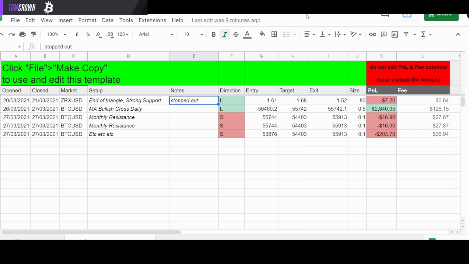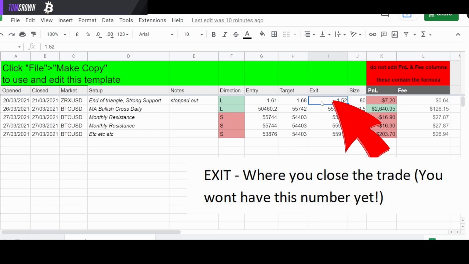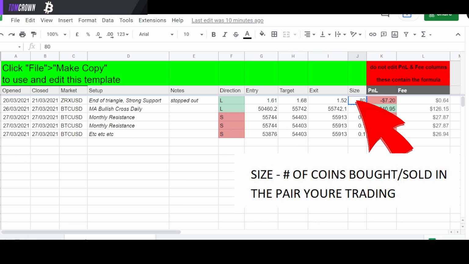You're going to go back and be able to see where you can improve, where your weaknesses are, what your biases are, etc. Then you're going to fill in the direction, so long or short: L for long, S for short. Your entry, meaning where you're going to start the trade. For this practice, we're only going to use limit orders, so your entry should be able to be journaled in before the trade is actually executed. Your target is where you're looking to close the trade in profit. And your exit.